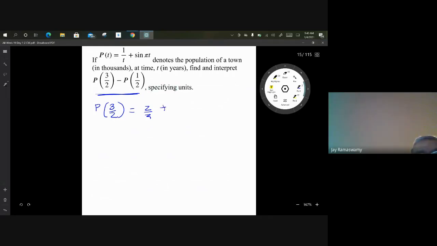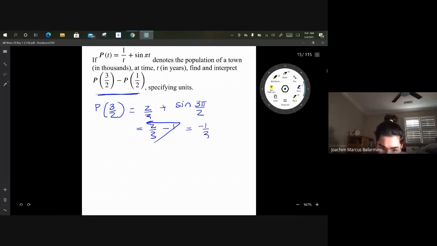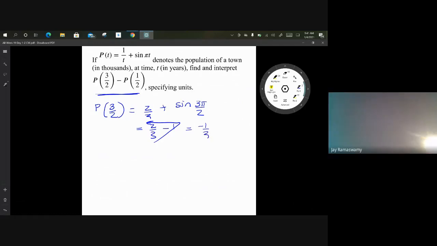And then plus sine of 3 pi over 2. Is everybody okay there? I'm doing the trig in my head so we can accelerate. That's 2/3 minus 1, by the way. Sine 3 pi over 2 is -1. Can we use the fraction trick? Is that -1/3? Yes. Okay. What else should we do next?